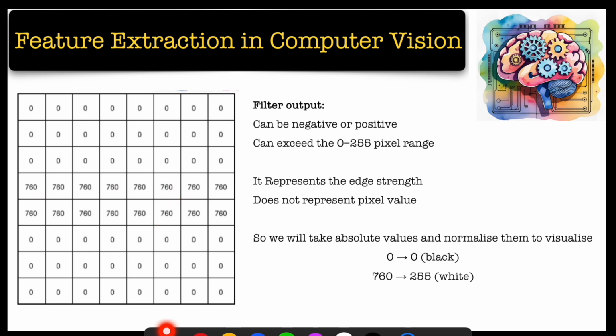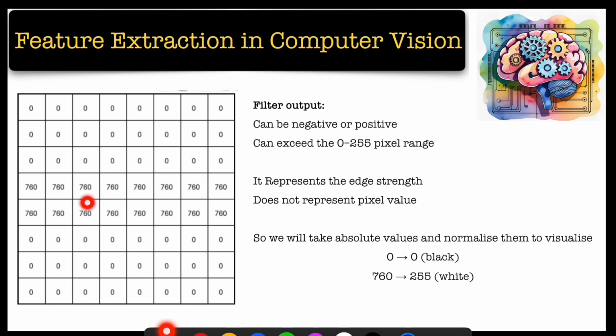The filter output we got can be negative or positive because we don't know which side we have brighter and which side we have darker. We are always taking the difference from right to left, and from below to above, right? That's how we are subtracting. So this can be negative or positive. And also this pixel of the filter output can exceed the 0 to 255 pixel range, right?